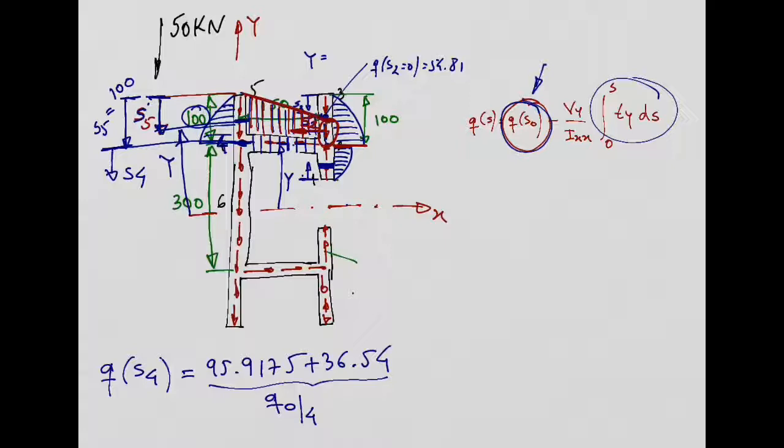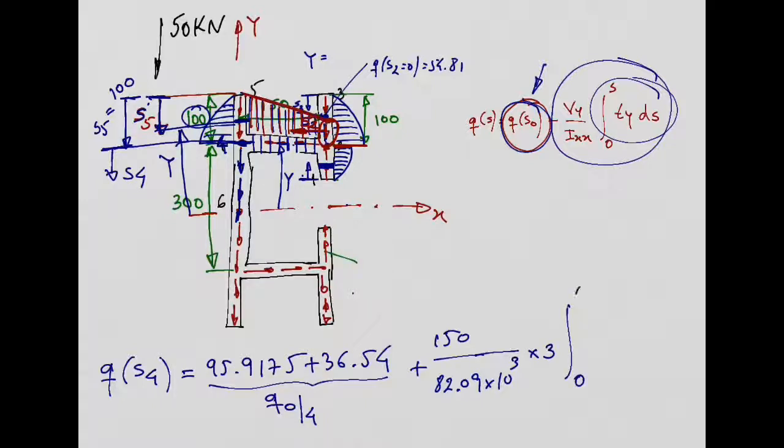But now the shear will continue flowing. You see these arrows here, this is the shear that will continue to flow all the way down in the cross-section. So what I need to add now is this second term here: 150 over 82.09 times 10 power 3. Thickness is also 3 millimeters. And now I need the integral from 0 to S4 of Y. So I need again to find the relation between Y and S4.